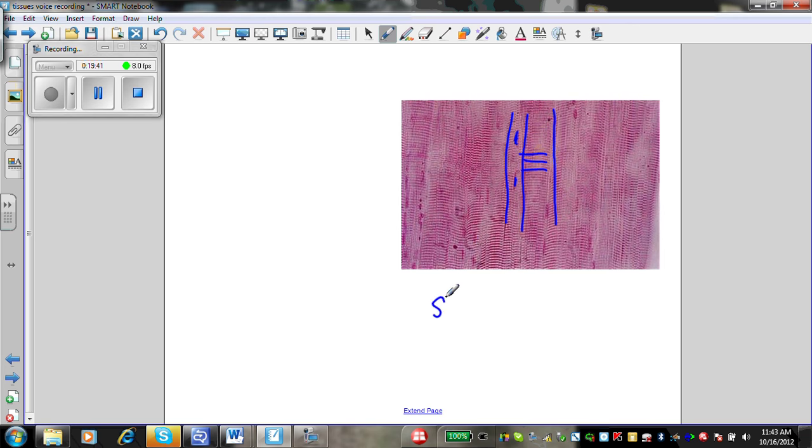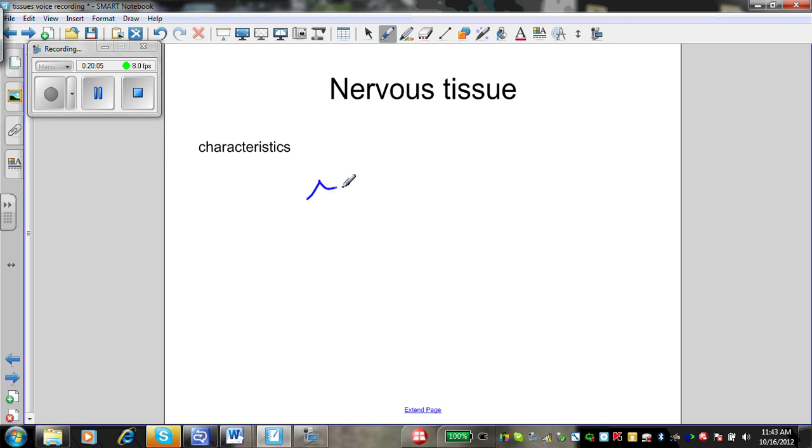Nervous tissue characteristics. We have usually a cell body of some sort, right? And then we have input and output. So we have these dendrites that feed in, the axon that feeds out. And we'll talk more about how a nerve works, a neuron, and what causes them to fire and whatnot.